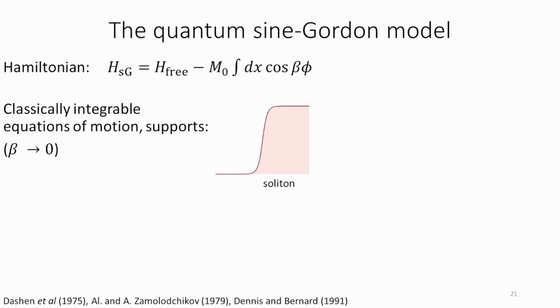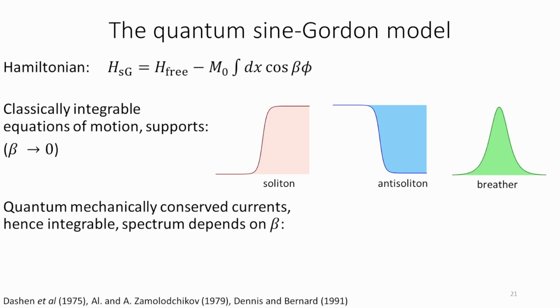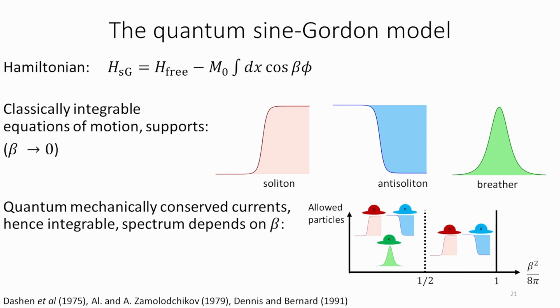And as you all know, there are solitons, anti-solitons, and breathers at the classical level. And when you quantize the theory, it still remains integrable. But in the single particle excitations, the spectrum changes. So on one hand, you have solitons, anti-solitons, and breathers when this coupling beta squared over 8 pi is less than 1/2. And this is the so-called repulsive regime when there are no breathers. And this is the Kosterlitz-Thouless point.